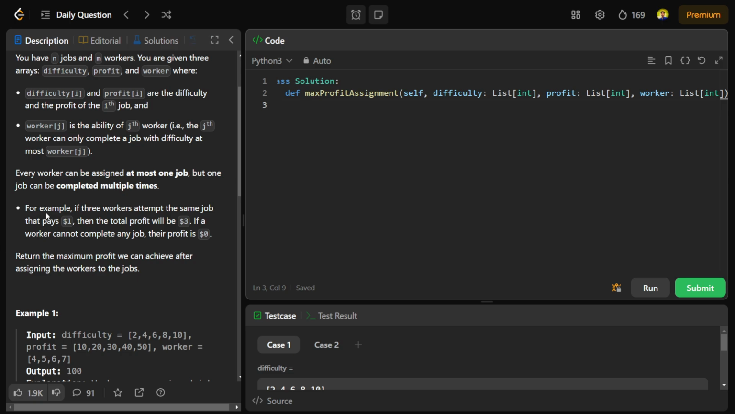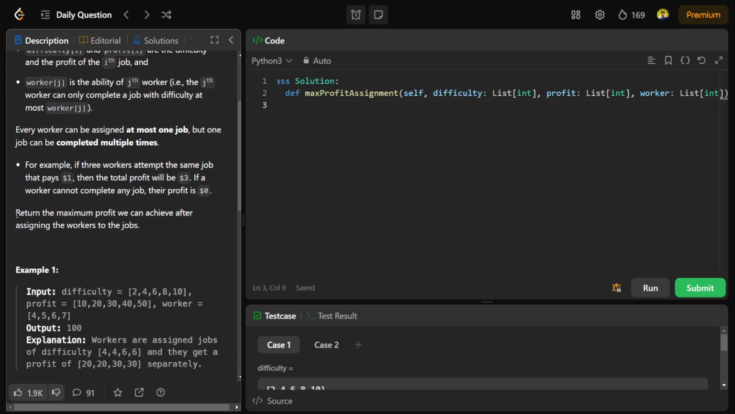For example, if three workers attempt the same job which pays $1, then the total profit will be $3. All three workers will be doing a job that pays only $1, so the total payout done by those three people will be $3. If a worker cannot complete any job, their profit will be $0.